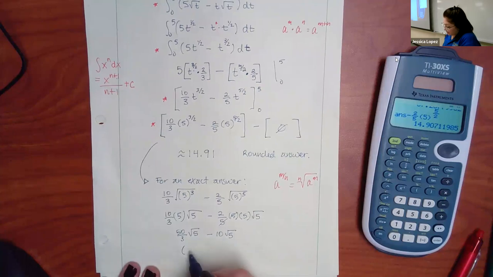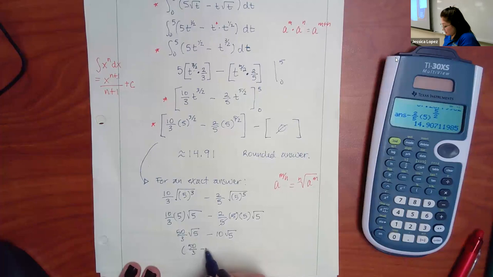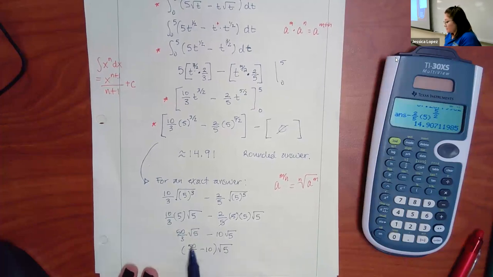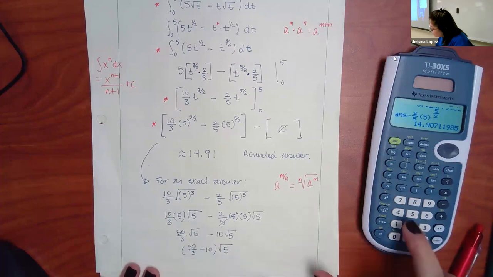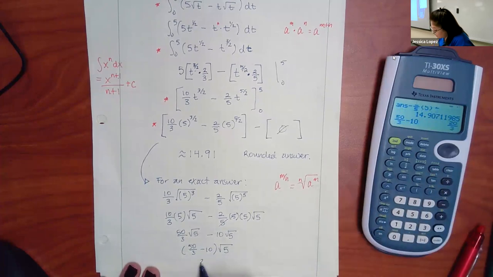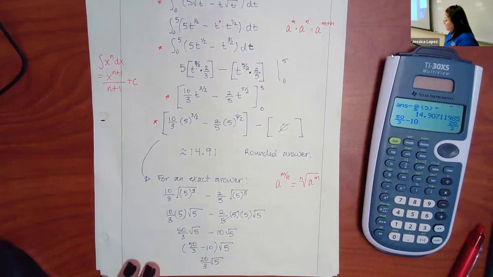And then you could factor out the square root of 5. You don't have to write this step, but this is what's happening in the brain. You just figure out this so that you can combine those terms, right? So 50/3 minus 10 is 20/3. So there's actually 20/3 square root of 5s.